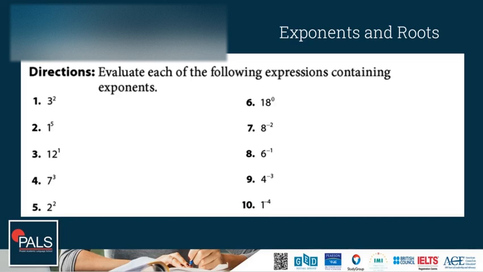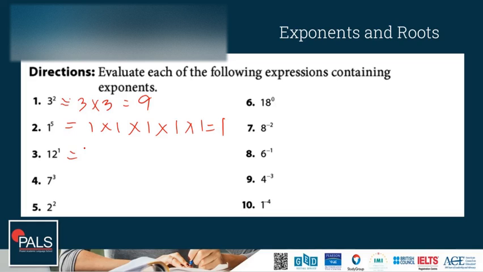Are you finished? Then let's answer. Evaluate each of the following expressions containing exponents. Evaluate means we need to solve. So the first one is 3 to the second power, or 3 squared, is equal to 9. 1 to the fifth power is equal to 1 times 1 times 1 times 1 times 1, which is equal to 1. Number 3, 12 to the power of 1.